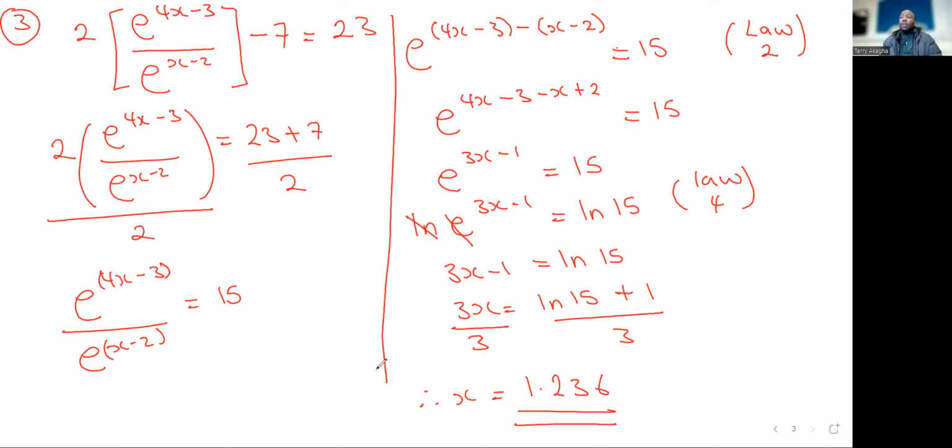So you can try other laws as well to solve this. But for the sake of this video, I'm just going to stick with law 2 and law 4. So long as you're using the correct laws, you should get the same answer. All right, so I'm going to solve more examples in the next video because we're already running out of time.